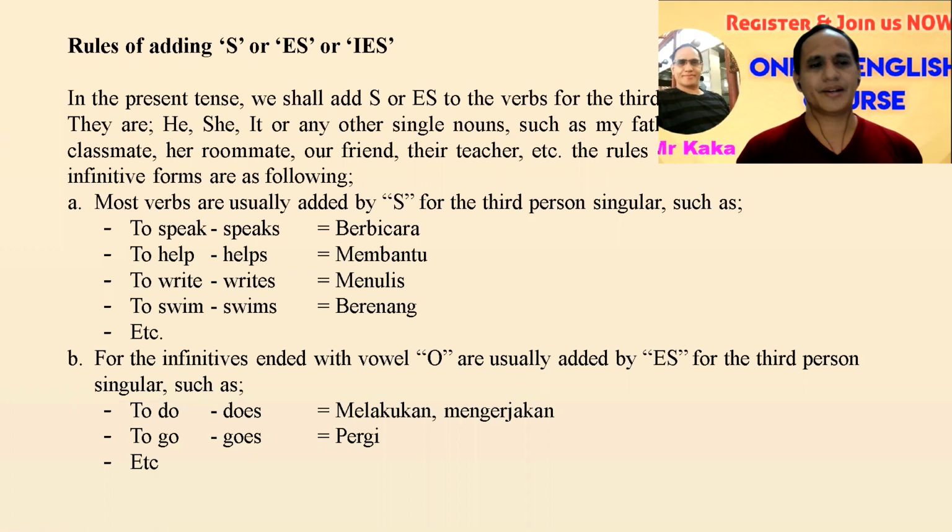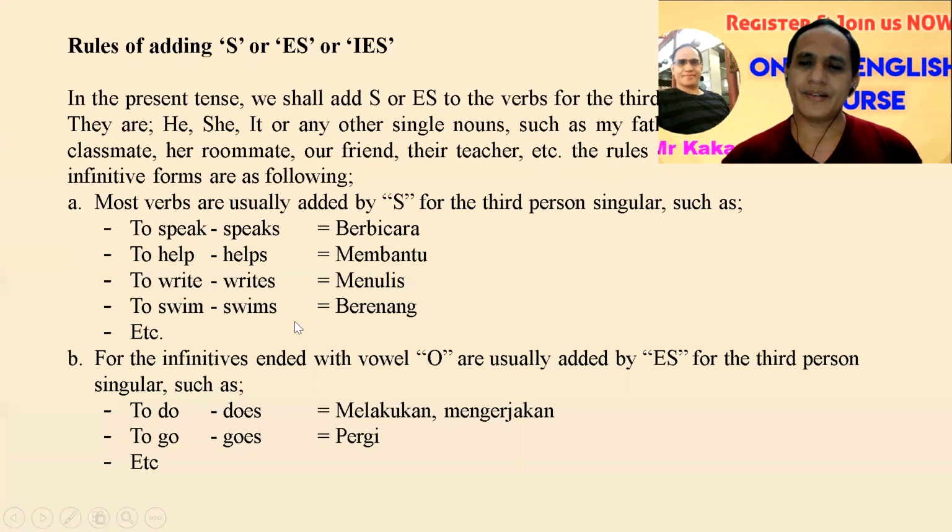Let's see point A. Most verbs are usually added by s for the third person singular. For example, speak becomes speaks, help becomes helps, write becomes writes, swim becomes swims. Those are examples of verbs that you only add s to for a third person singular subject.